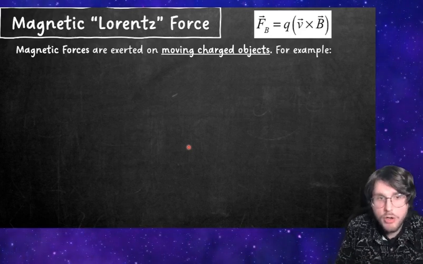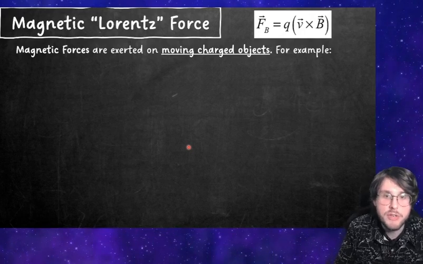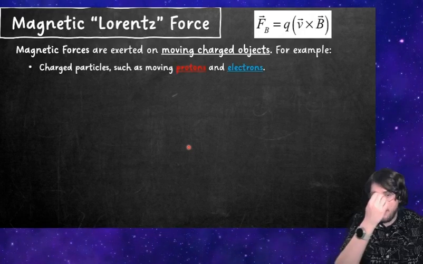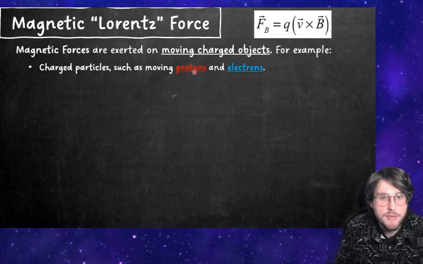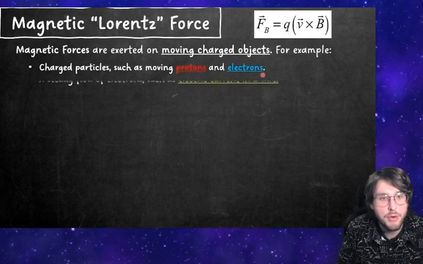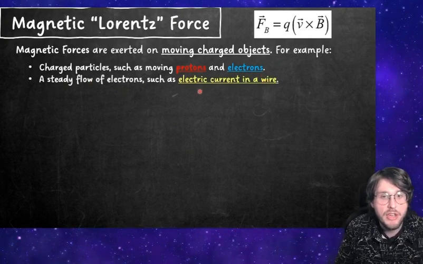And so in general, we identified that magnetic forces are exerted namely on moving charged objects. So, for example, magnetic fields exert forces on charged particles like moving protons and electrons, like we saw with the cathode ray, and forces are also exerted on a steady flow of electrons, like current in a wire.